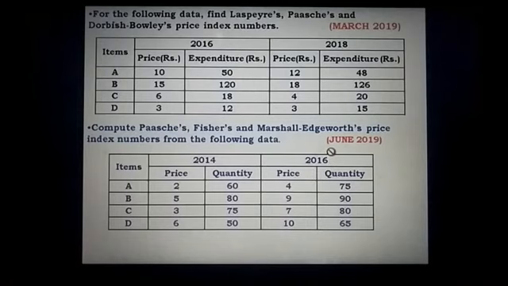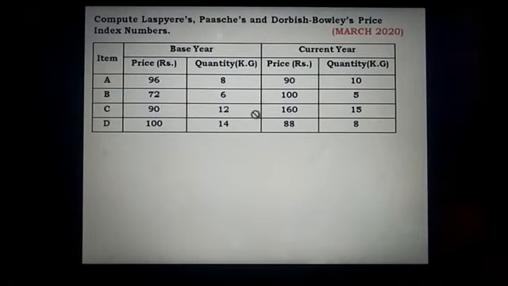So here June 2019 is over, and then coming to the last examination which second PUC students have written, which is March 2020. So in March 2020, compute Laspeyres', Paasche's and Dorbish-Bowley's price index numbers. This question was asked. Simple one, students.